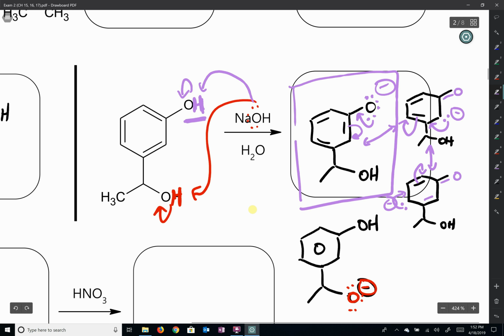We can deprotonate that oxygen, that alcohol there that's attached to the ring, with a negative charge. A much more acidic hydrogen than a regular alcohol is.